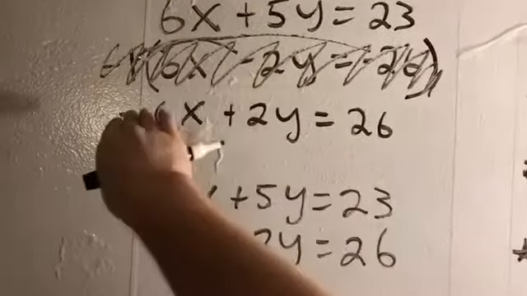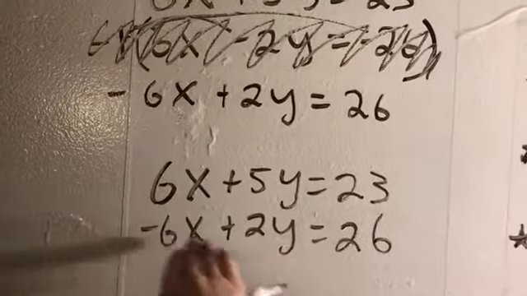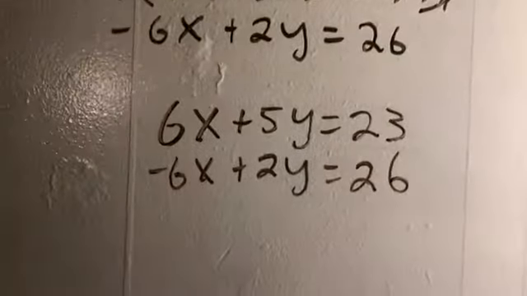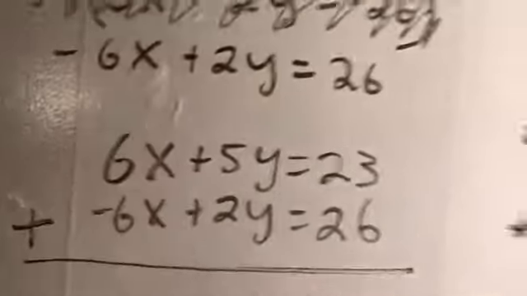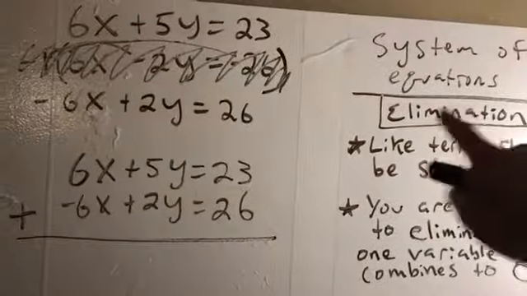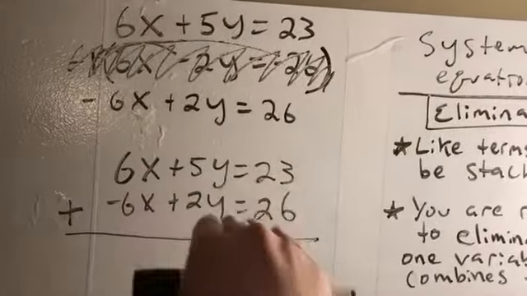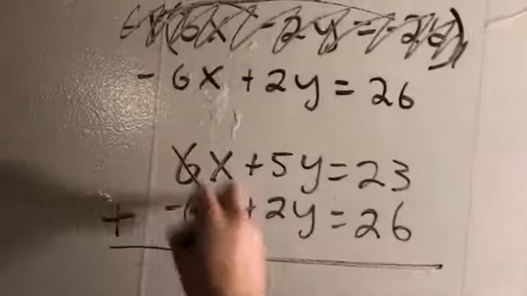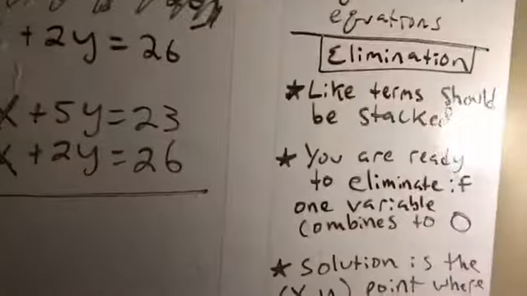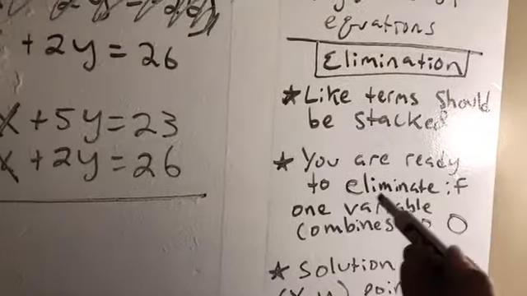So there's that top equation, which I haven't touched yet. And there's this second equation after I multiplied by negative 1. And now I think we're ready to eliminate. And remember, when we use elimination, it looks like we're adding the two equations together. Now 6x minus 6x is 0, which is why we are ready to eliminate.